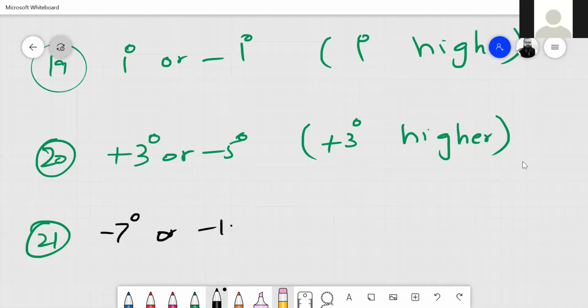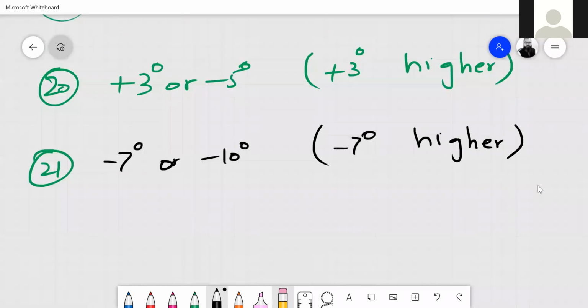Okay, which is the higher here? Seven. And the next? Two, two.